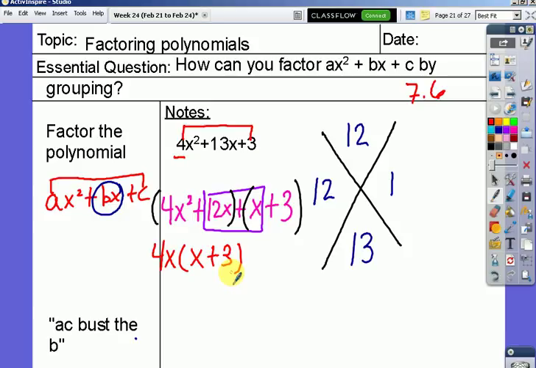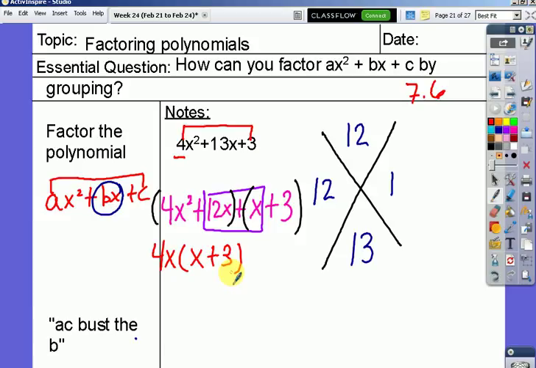Okay, so what I did, again, AC busted B. I took A times C, and I got a new product, yeah? That new product is now 12. I think of a P and Q that multiplies to be 12 and adds to be 13, just like we've been doing, yeah? And so now I need to rewrite this. These two are now going to be broken apart, because I know that 12 and 1 make that 13, right? So I'm essentially just rewriting this with two middle terms, yes? So instead of 13, I put 12 and 1.